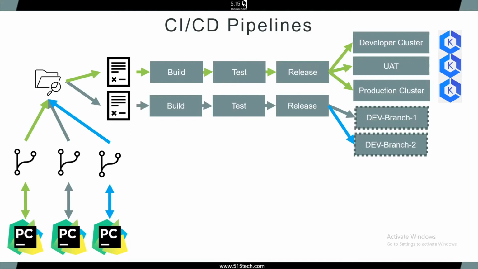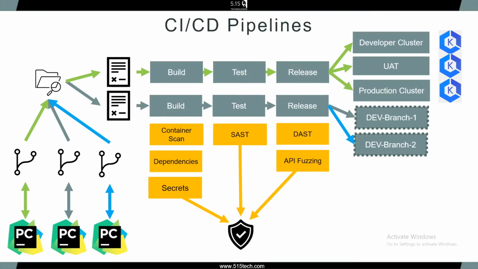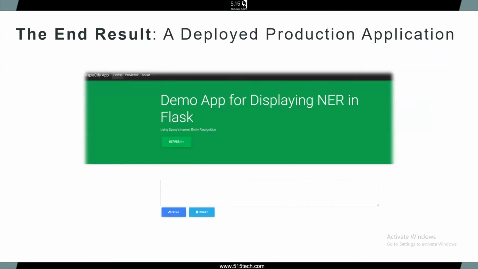And incorporated into the pipeline without them needing to do anything is container scanning, dependency scanning, secret scanning, static application security testing, dynamic application security testing, and API fuzzing if we choose to. In this case, we're not going to demonstrate API fuzzing. Once they're done with their development process and they've gone through all of that testing, including unit testing, which we'll show you, they would merge that request, send it to UAT, send it to production. Once those are all approved, we'd eventually get a deployed production application that looks something like this.